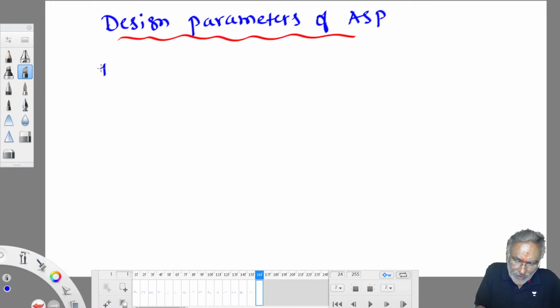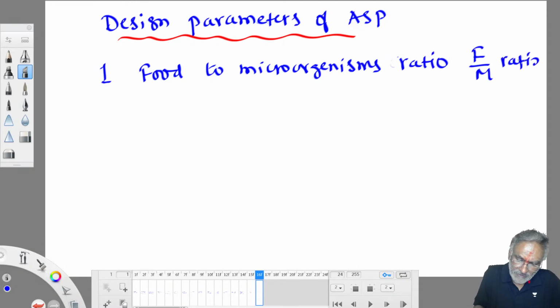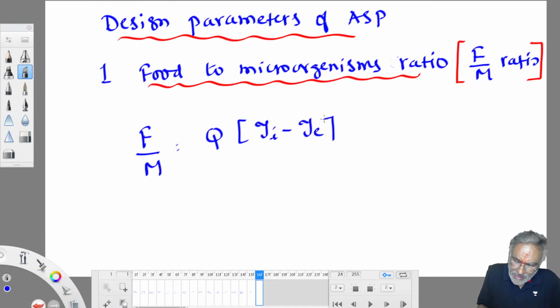First parameter is the food to microorganisms ratio. It is the mass of food absorbed by the mass of organisms in the process. It is called the F/M ratio. So F/M ratio is nothing but the mass of food absorbed by the mass of organisms. How much food is enjoyed by the organisms? Mass of organisms is V into X.